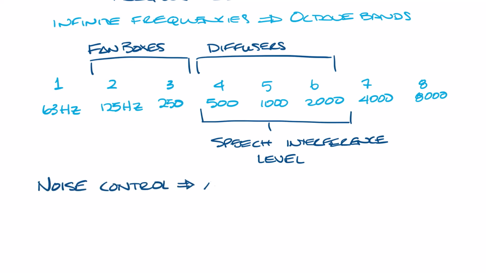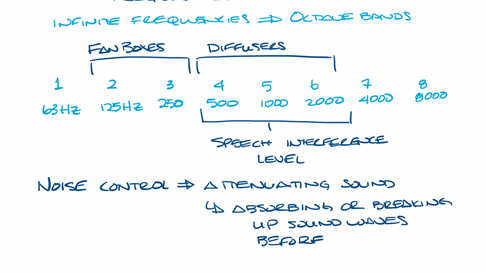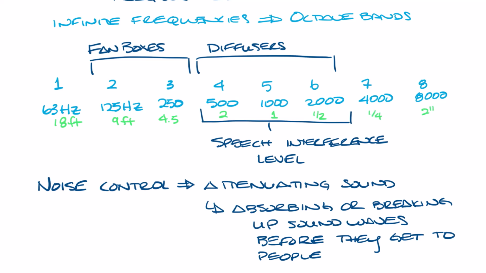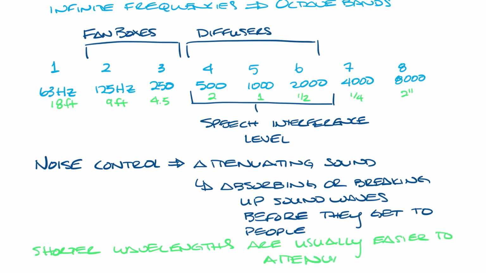Noise control is basically about attenuating sound by absorbing or breaking up the sound waves before they get to the people in the space. The wavelength of the first octave band is about 18 feet long, the second band is about 9 feet, third is 4.5 feet, fourth is 2 feet, fifth is 1 foot, sixth is about half a foot, seventh about a quarter, and eighth is about 2 inches. Let me make a little bit more room. You can imagine that the shorter high-frequency wavelengths are usually easier to attenuate than the longer low-frequency ones. Now let's move this over to make room.